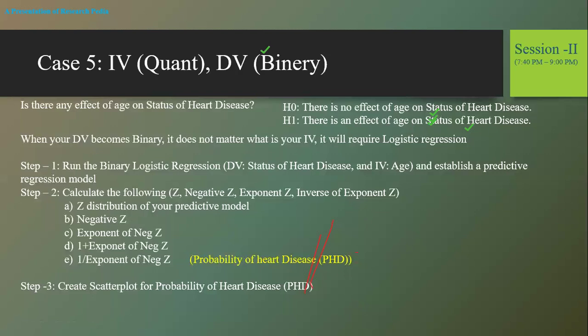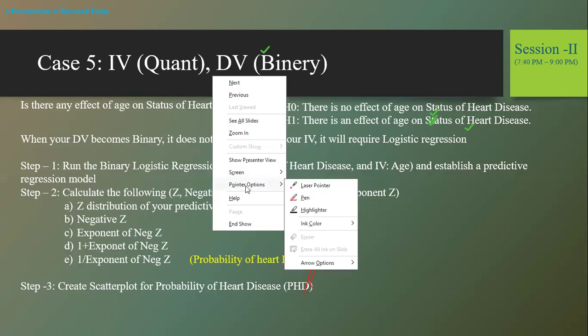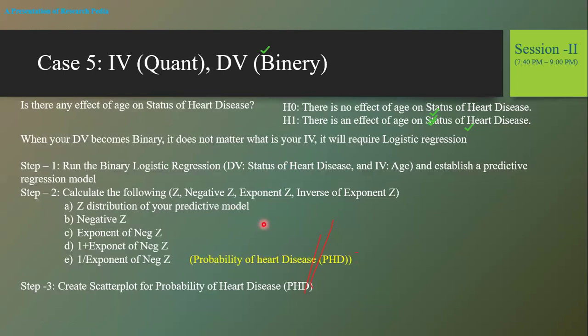In case number five, your independent variable would be quantitative. It means it would be measured on either an interval scale or ratio scale, while your dependent variable would be binary. I have designed some steps that you should follow while doing your analysis of logistic regression. Let's suppose we need to analyze a situation where we want to know whether there is any effect of age on the status of heart disease. Here age is a quantitative variable because we are dealing with quantity, while heart disease is binary: status of heart disease, either the person gets the heart disease or not. So your dependent variable is binary, and your independent variable, which is age, is quantitative.